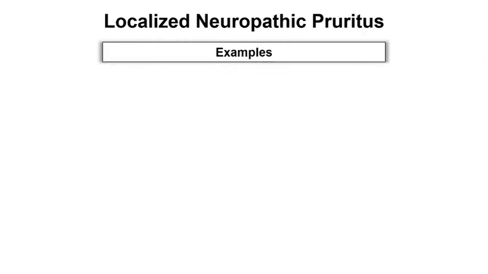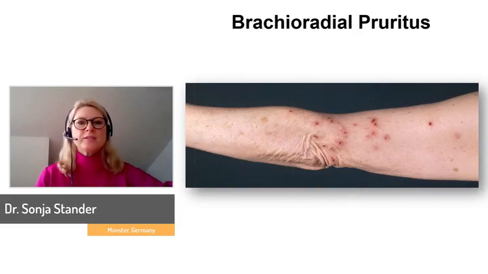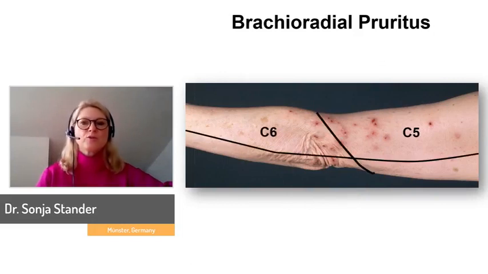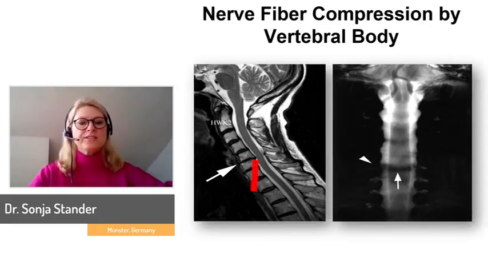So localized pruritus, sometimes very easy to diagnose when the patient tells you, I have itch only at the arms, and then you know it's maybe the dermatome C5, C6, and this is brachioradial pruritus. And then you do a radiological investigation, magnetic resonance imaging, and you see here some vertebral abnormalities. And when it compresses here, in the sensory area, you know this is the origin of your pruritus.